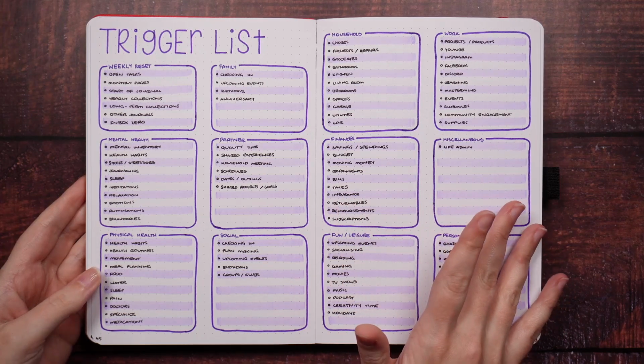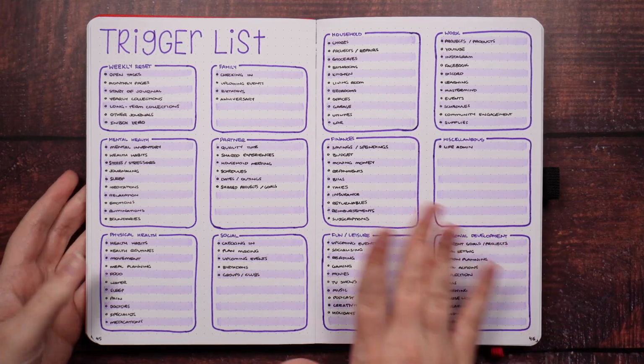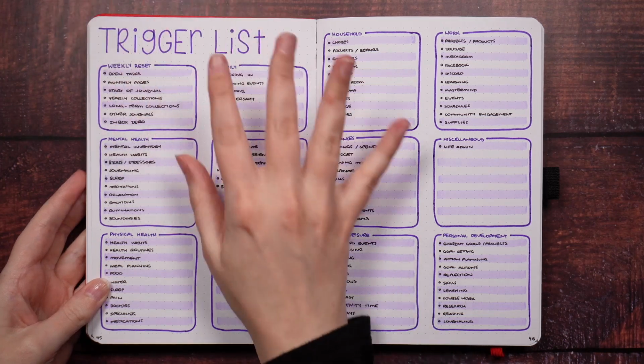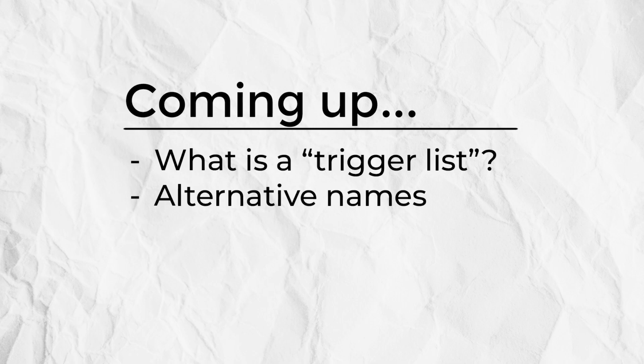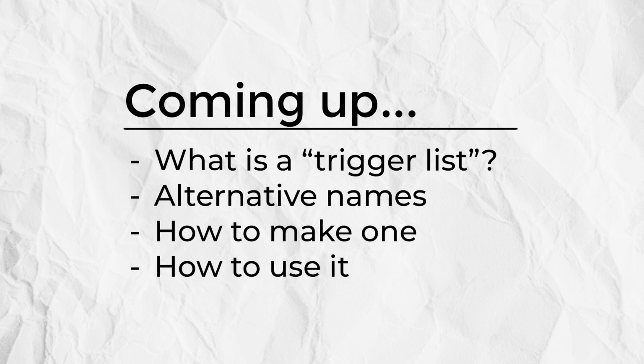The tool we're talking about is a trigger list, and while the name might not be for you, I'm sure that the benefits of making and using one will be. In this video, we're going to look at what a trigger list is, some alternative names if the term doesn't really resonate with you, how you can make one, and how you can use it.